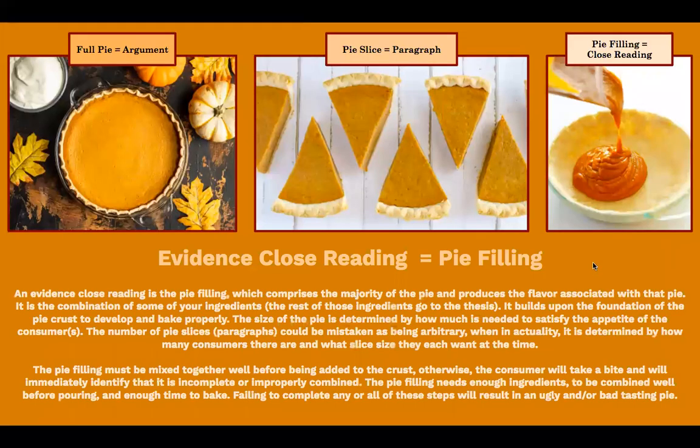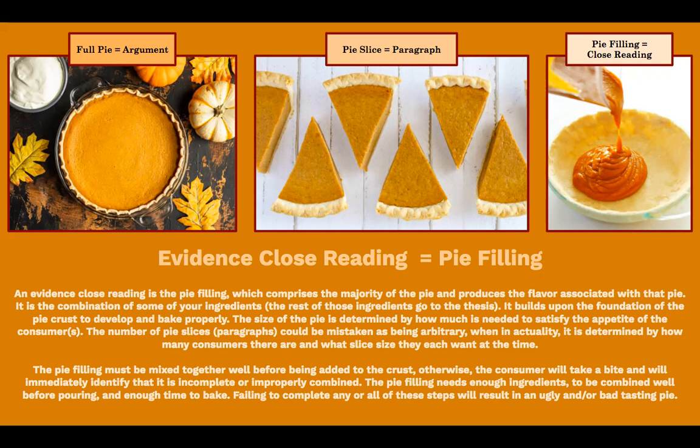So we can think then about evidence close reading as being your pie filling, right? Or once again, meaning that if we understand from the textbooks that our primary source acts as our evidence, then our primary source close reading is our evidence close reading, or the pie filling that we need to fill up this entire pie and to help really fill our argument. And so an evidence close reading is the pie filling, which comprises the majority of the pie and produces the flavor associated with that pie.